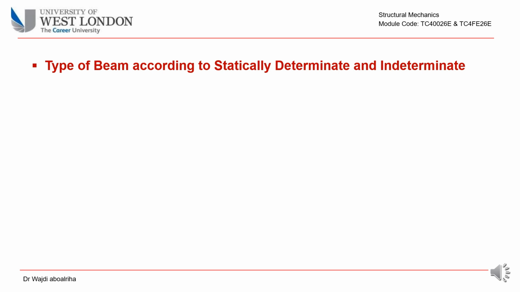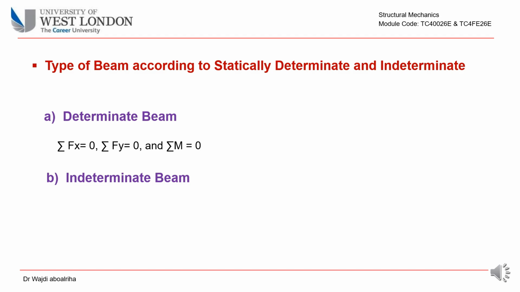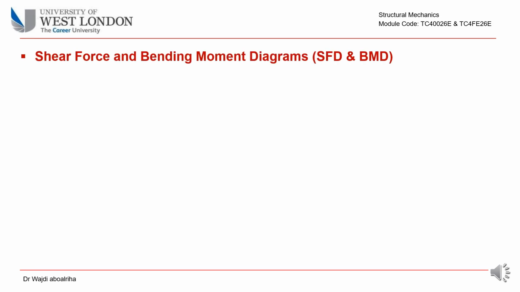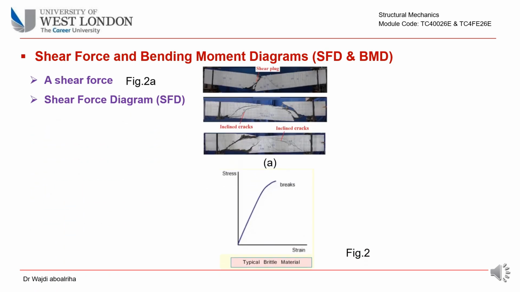Types of beam according to statically determinate and indeterminate. Determinate beam: a beam has 3 or fewer unknowns and can be solved using the 3 equilibrium equations. Indeterminate beam: a beam has more than 3 unknowns and can be solved using stiffness or moment distribution methods and so on. Having understood the introduction, let's define shear force and bending moment with an example.